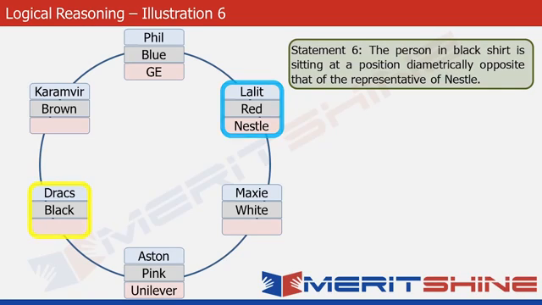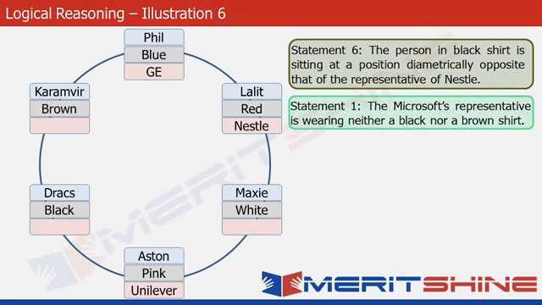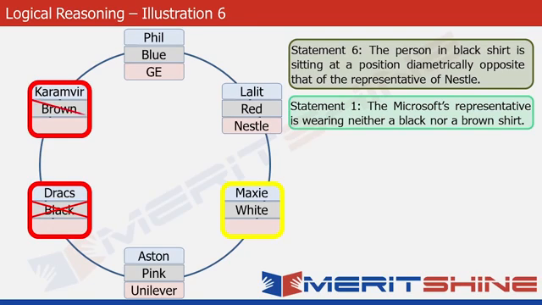Next, we will use statement 1, which states that the Microsoft's representative is wearing neither a black nor a brown shirt. There are three places in the structure in which Microsoft can be placed, highlighted in yellow now. This is ruled out because he is not wearing a black shirt. This place is also ruled out because he is not wearing a brown shirt. And so Microsoft goes to this third box. So this person is Maxi.